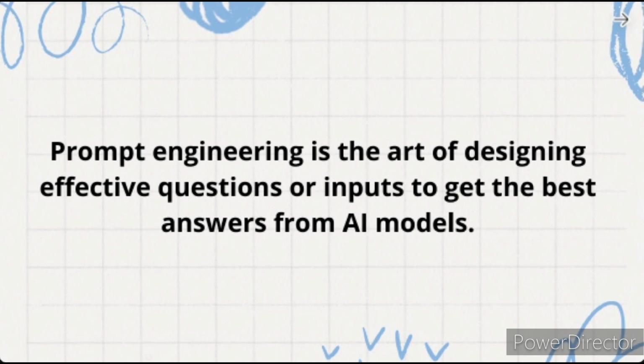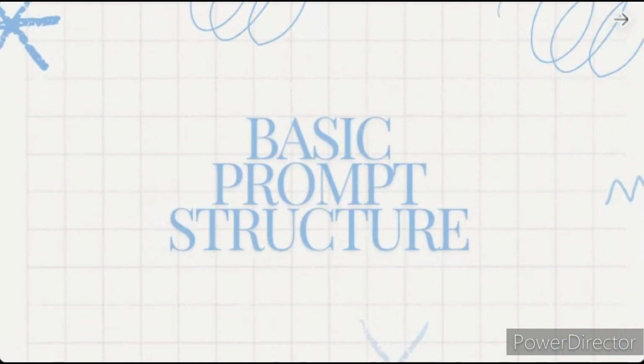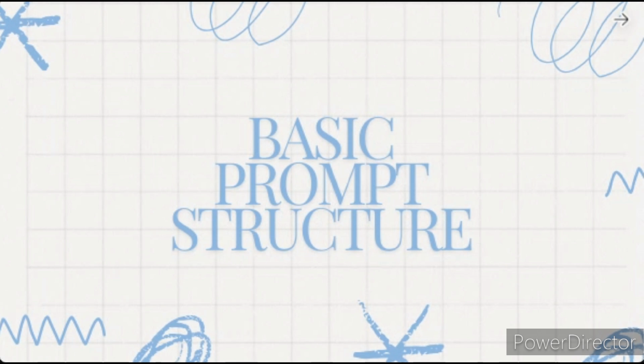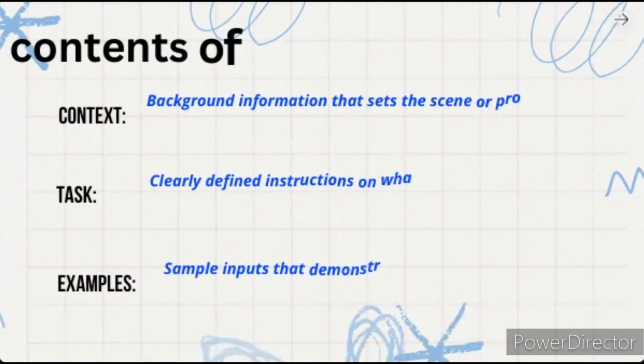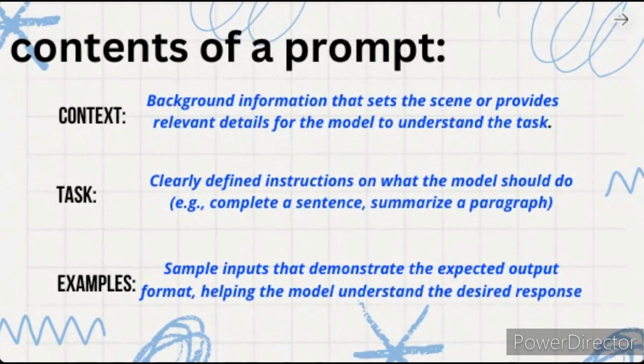Now, for the basic prompt structure, there are a few components that we want to break this down into. First is the context. The context is the background information that sets the scene or provides relevant details for the model to understand the task. Now, moving on to the task. The task is clearly defined instructions on what the model should do. For example, complete a sentence or summarize a paragraph.